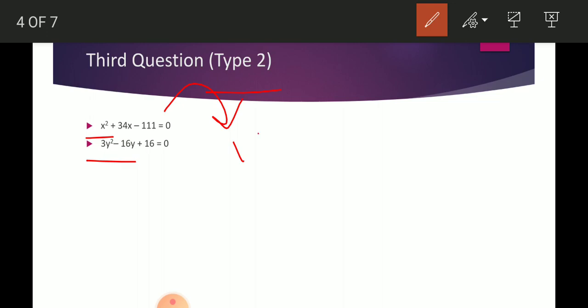First, the procedure is same as before. The product is 111. If we factorize, we will get 37 and 3.